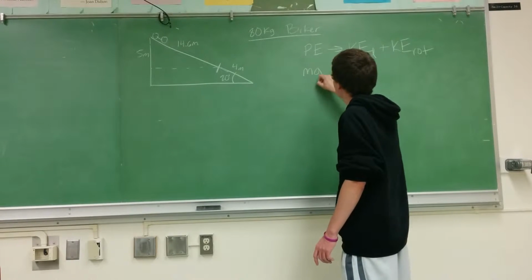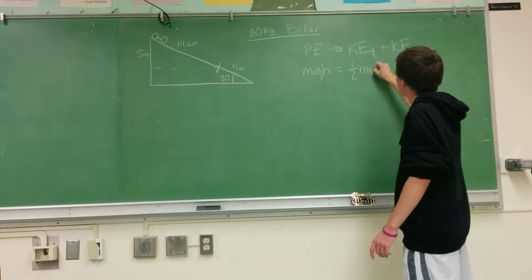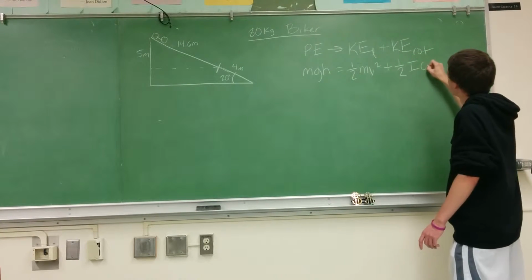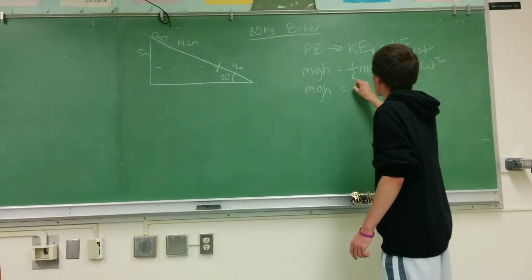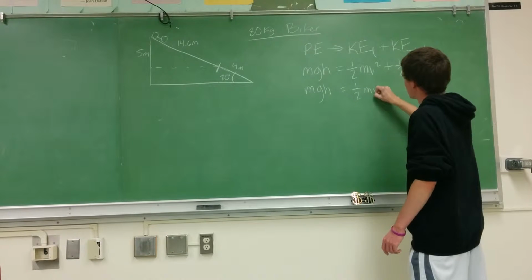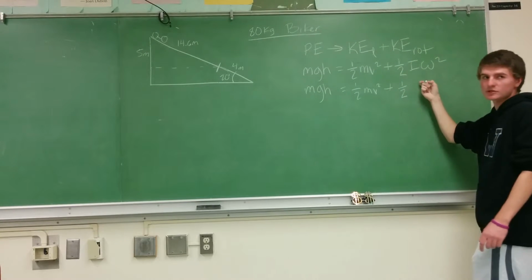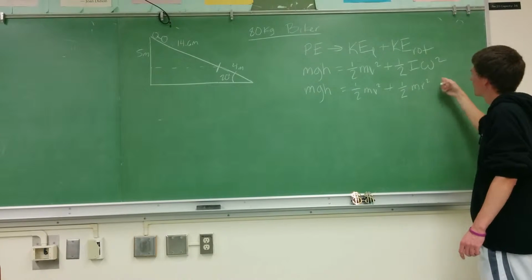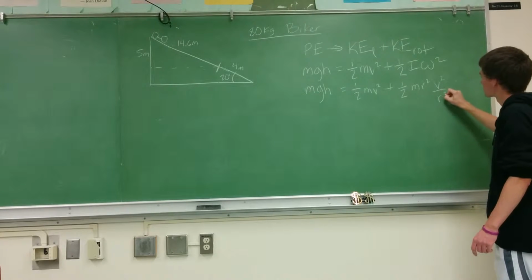mgh equals 1/2 m v squared plus 1/2 I omega squared. So mgh equals 1/2 m v squared plus 1/2 I, which turns into mr squared, and omega, which turns into v squared over r squared.